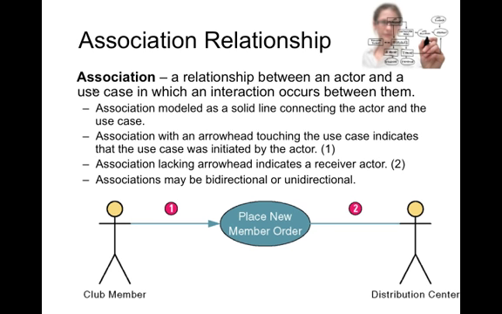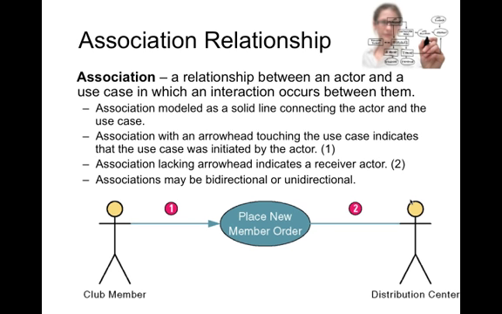We can have an association between actors and the use case in which they interact. So we would have a solid line here. So if we were in a subscription book club where we got a book once a month, or a video or some other kind of entertainment on a regular basis, the club member places an order, and the receiver is the distribution center. There's an actor who receives this information.